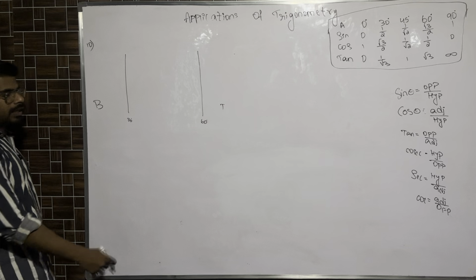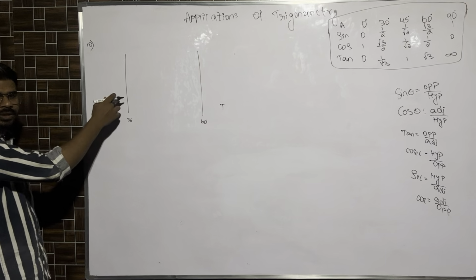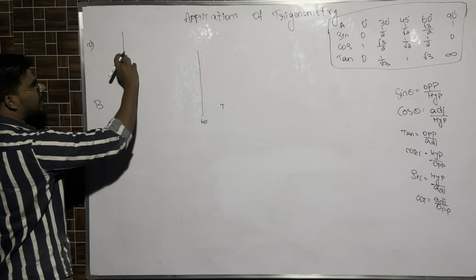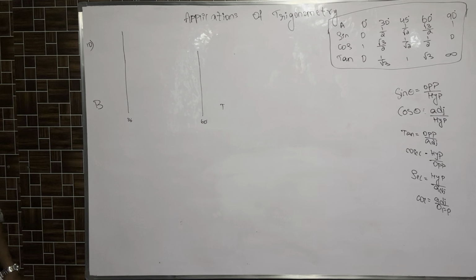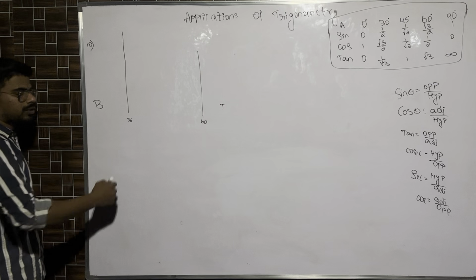The building will be taller where the angle is 60. 60 is the greater angle. Wherever we have the larger angle, opposite to that the structure will be taller. In the last case, there we got 60. Here we got 30. There we got 60, here we got 30. So that's why the tower was taller in the previous case.